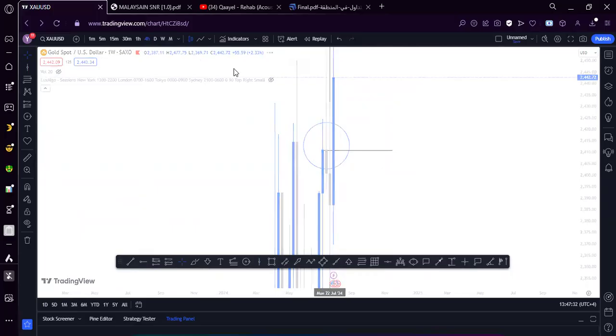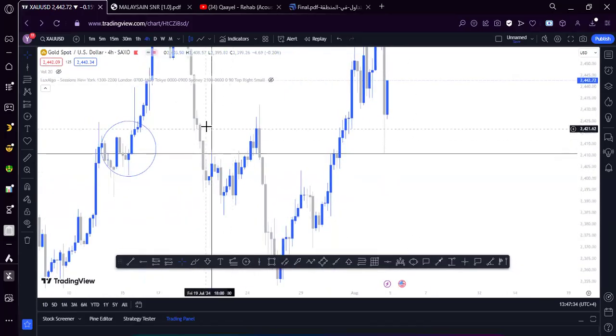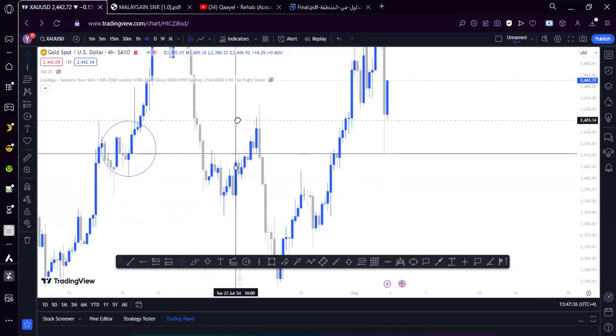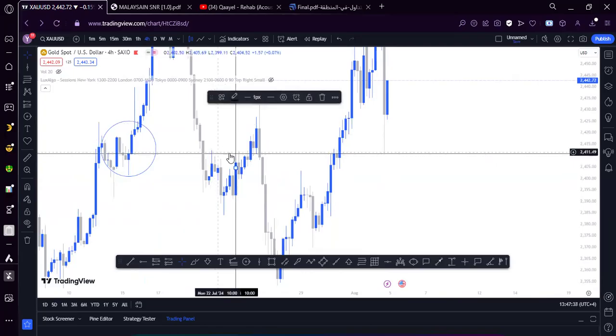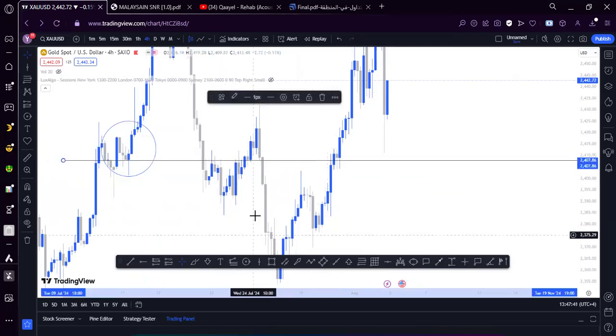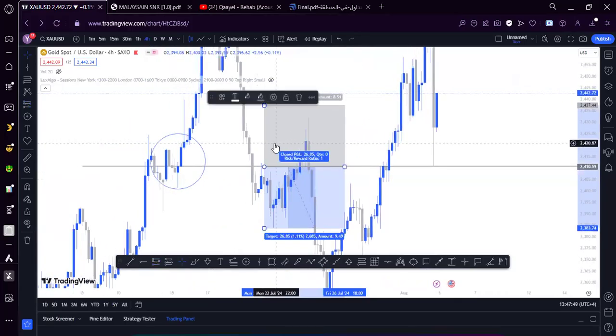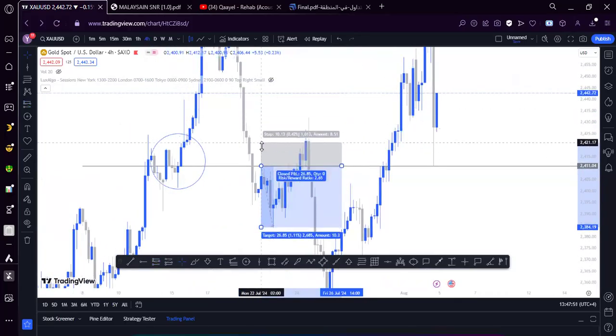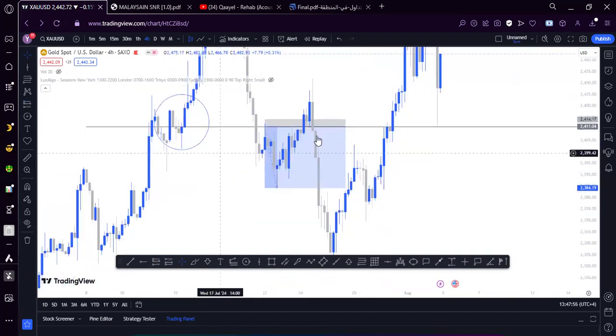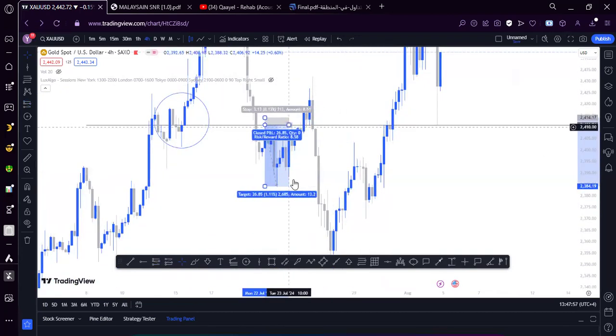So let's go to the 4-hour time frame. Our level has touched here, so we enter directly from there by using 13 pips SL and 1 to 5 risk to reward. This is the 13 pips SL and this is the 1 to 5 risk to reward.